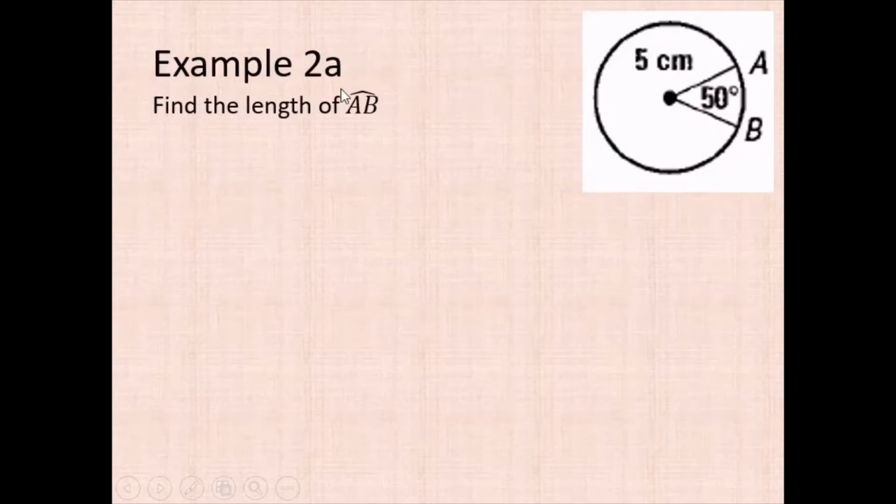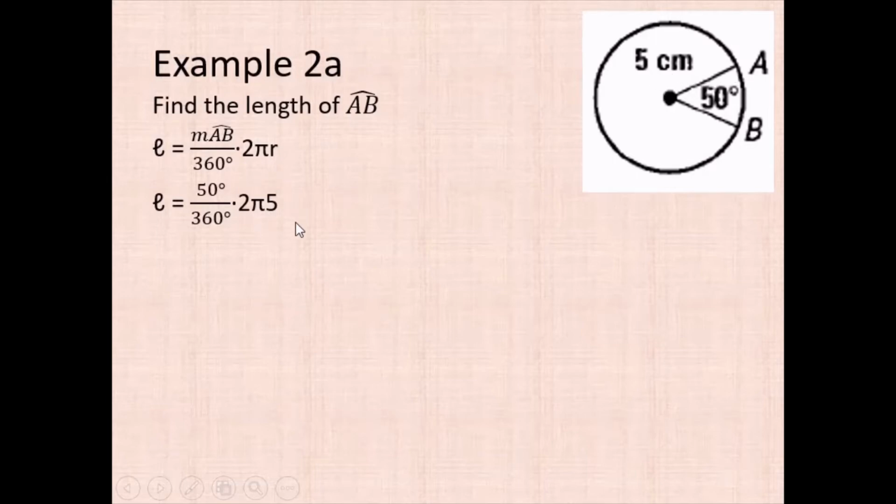All right, let's look at example 2a, looking at our arc length equations now. So find the length of A to B. So we have our formula. Now the arc AB, remember that's the same as the central angle, which is given here as 50. So 50 is going to go on top of the fraction over 360, 2 pi, and then r is the radius, which is 5 based on the picture.